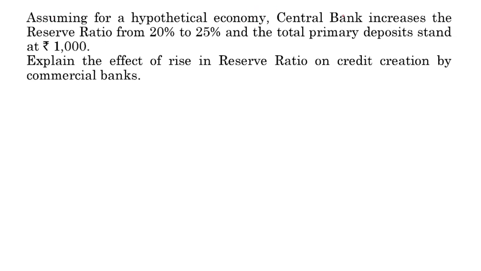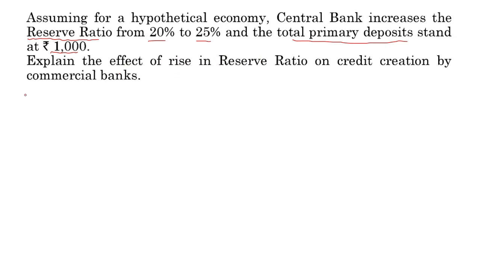Assuming for a hypothetical economy, the central bank increases the reserve ratio from 20% to 25%, and the total primary deposits stand at 1,000. Explain the effect of rise in reserve ratio on credit creation by commercial banks.